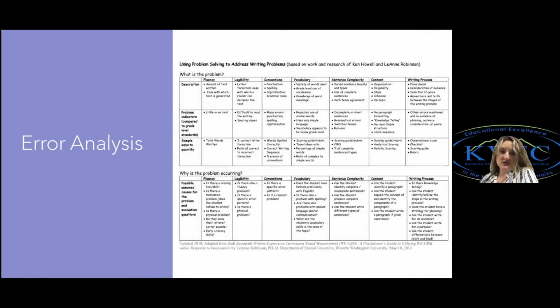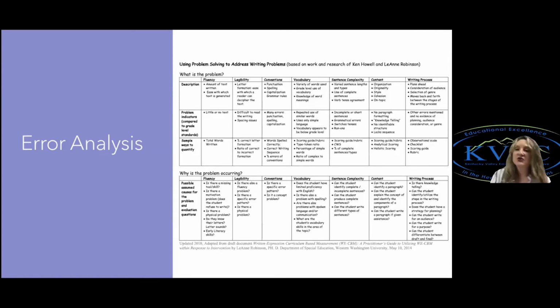So that next row says problem indicators. That will tell you, for example, if I look at a piece of writing and a kid may have little to no text, then I might say, oh, that's a fluency issue. I'm not going to read all of those. I'm going to give you a minute or two to just read. Do you see how, if you're able to figure out what those problem indicators are, you can connect that back to a skill deficit that they have?